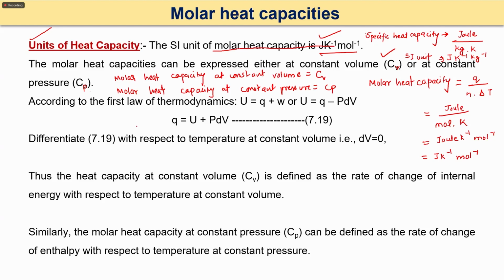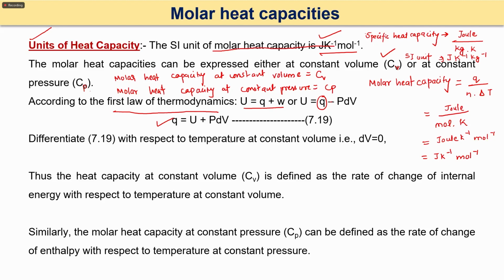Now we know that from the first law of thermodynamics, dU is Q plus W. And if this is the case, we know that W, that is work done, is equal to minus P dV. If we arrange this equation, then we will get Q is equal to dU, and if this minus P dV goes to the left side, it will become plus P dV. So your Q will become dU plus P dV. So you will get this equation, and if we differentiate this equation with respect to temperature at constant volume.